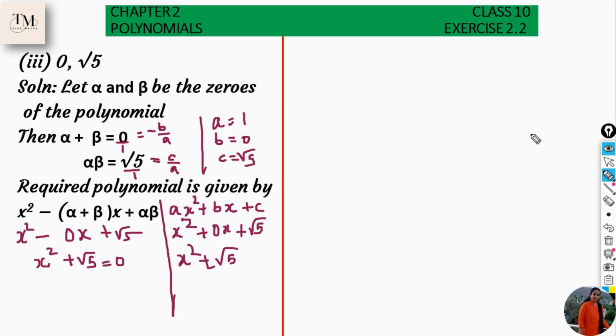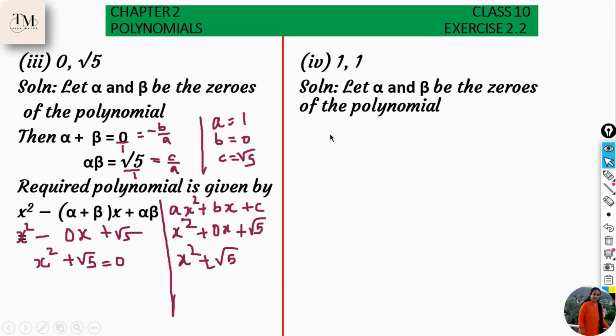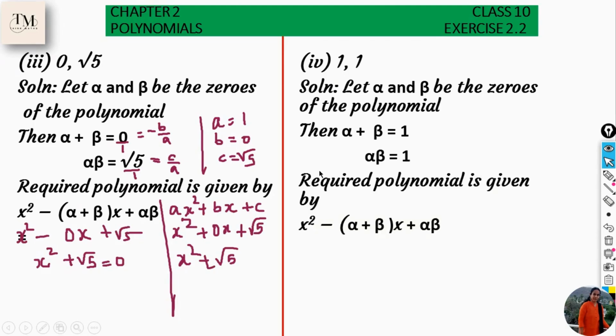Okay. So next problem. 1 comma 1. So alpha beta are the zeros. Alpha plus beta is equal to 1. Alpha beta is equal to 1. So the required polynomial is, this is the polynomial we have to substitute, x square minus 1x plus 1. So the polynomial is x square minus x plus 1. So this is very easy.